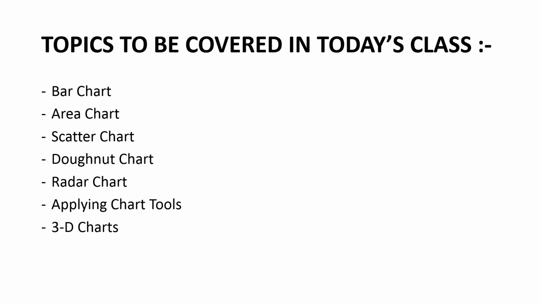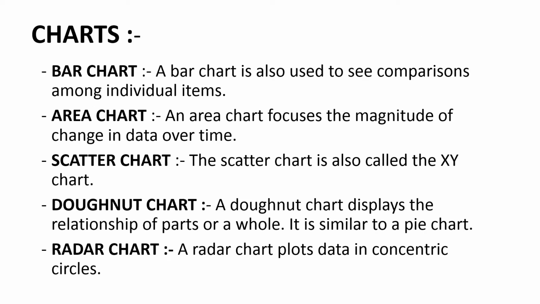Okay, fine. Now first we will see the purpose of the charts we are going to see today. Okay, we will learn what are the usage, what and when these charts shall be used. Okay, first is bar chart. A bar chart is used to see the comparisons among individual items. When we want to compare the two entities or more than two entities, that time we will use the bar chart. And next is area chart.